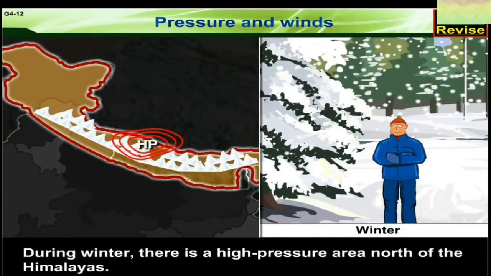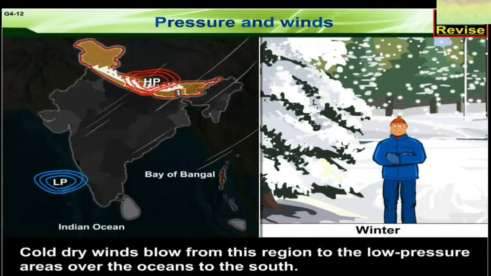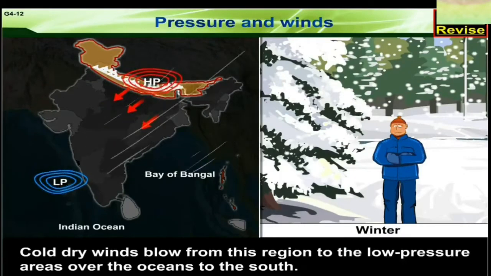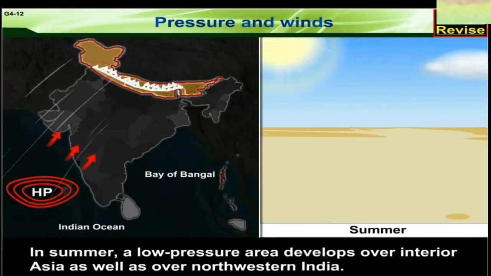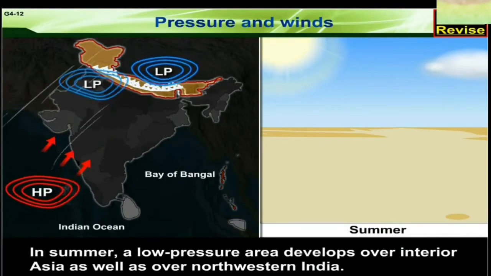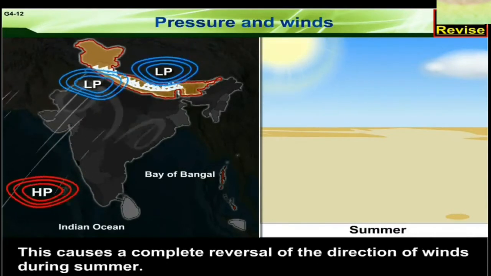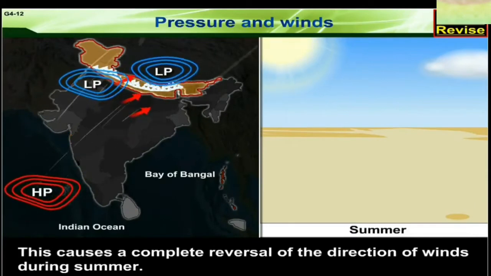During winter, there is a high pressure area north of the Himalayas. Cold, dry winds blow from this region to the low pressure areas over the oceans to the south. In summer, a low pressure area develops over interior Asia as well as over northwestern India. This causes a complete reversal of the direction of winds during summer.